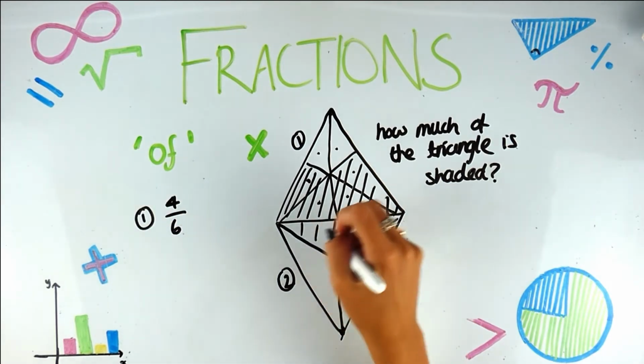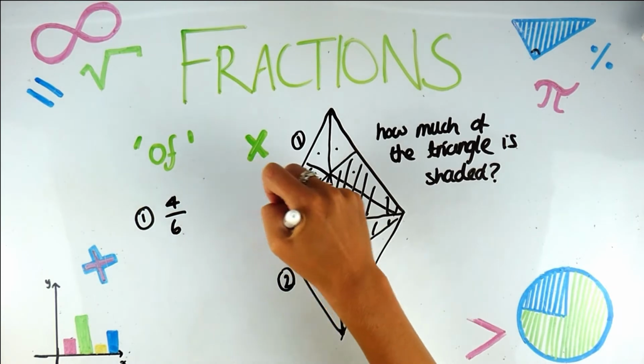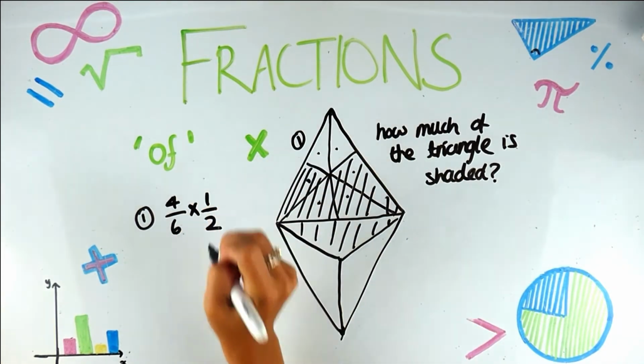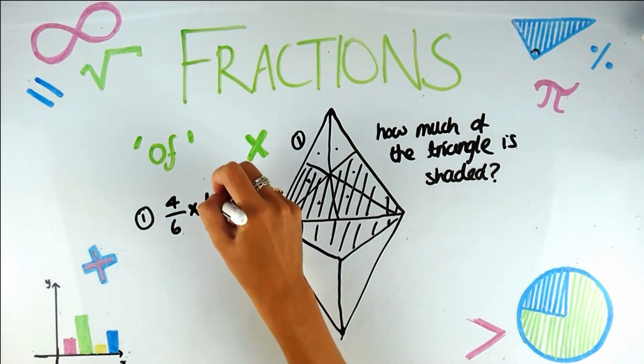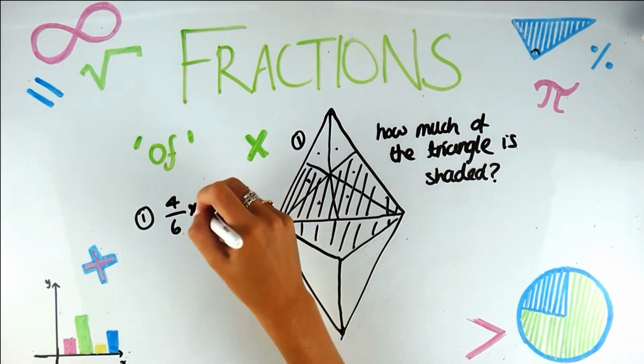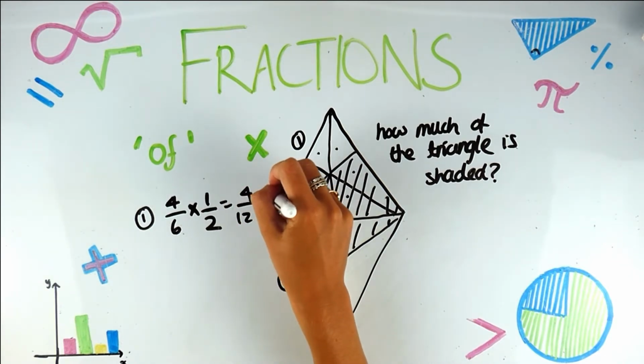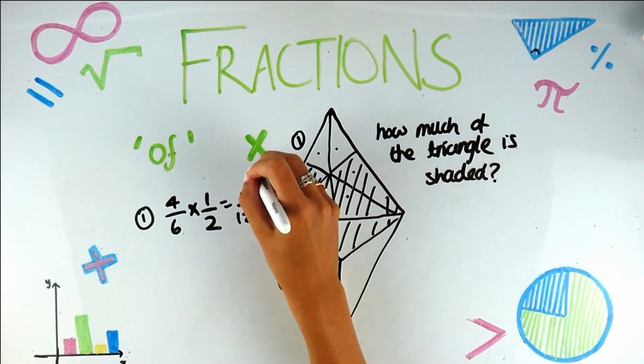But it's not 4 out of 6 of my total thing, it's 4 out of 6 of half of my shape. Half of my shape. Okay, and we know multiplication, you just multiply through, 4 over 12, and we can simplify that to 1 over 3 if we divide each by 4.